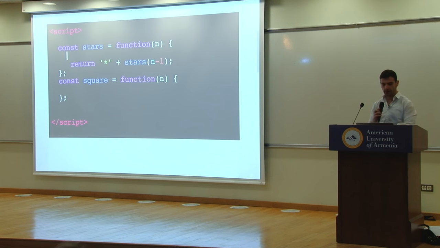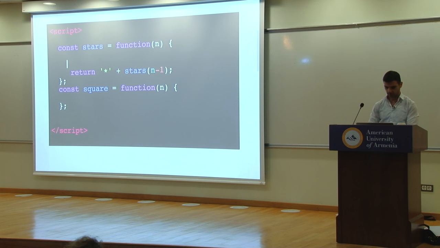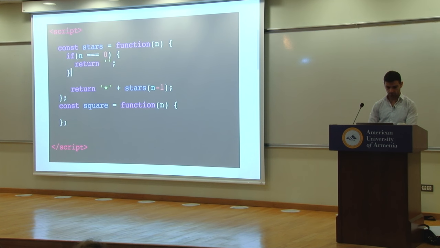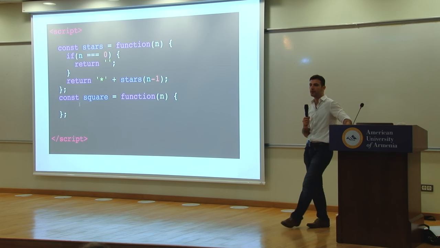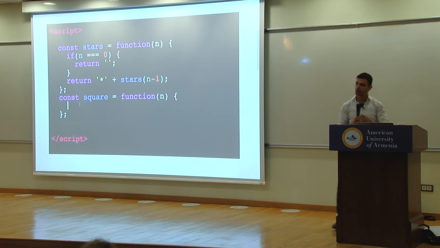What is the termination case for this function? Okay, very good. So now the next thing we have to do is loop n number of times, and for each time we need to print n number of stars. But there is an issue. Exactly. If we were to do this, look.